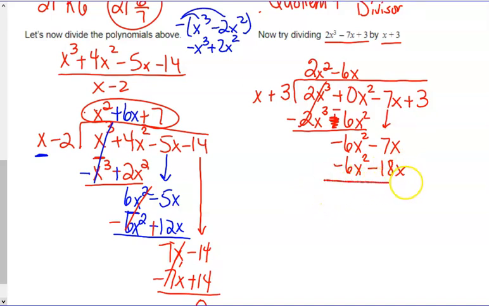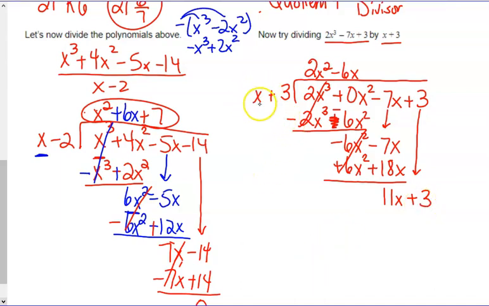So now when we draw our line, we're going to switch the signs of the second terms there by making that a plus and that a plus. These end up canceling, which is good. And now I have to figure out what is negative 7x plus 18x. So negative 7x plus 18x looks like an 11x. And I check my polynomial. I have one more term to complete. So bring down that positive 3 and we start over again.